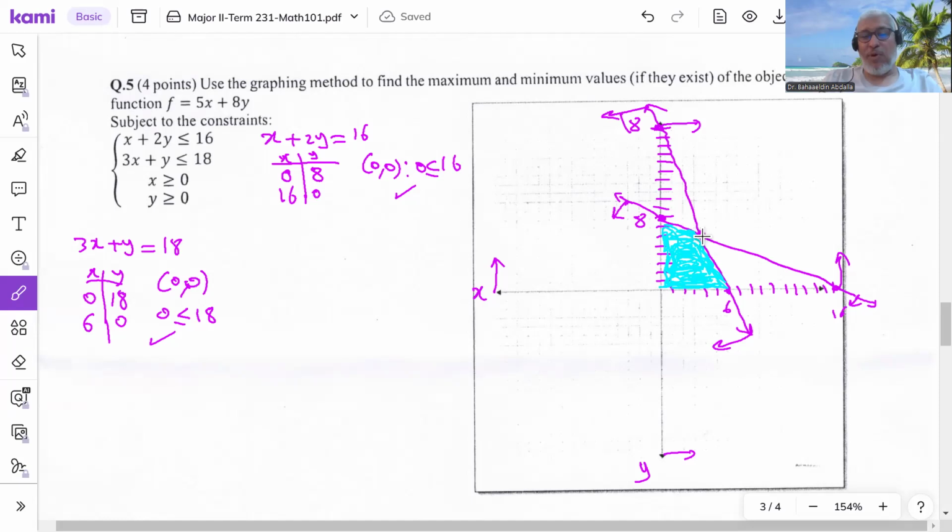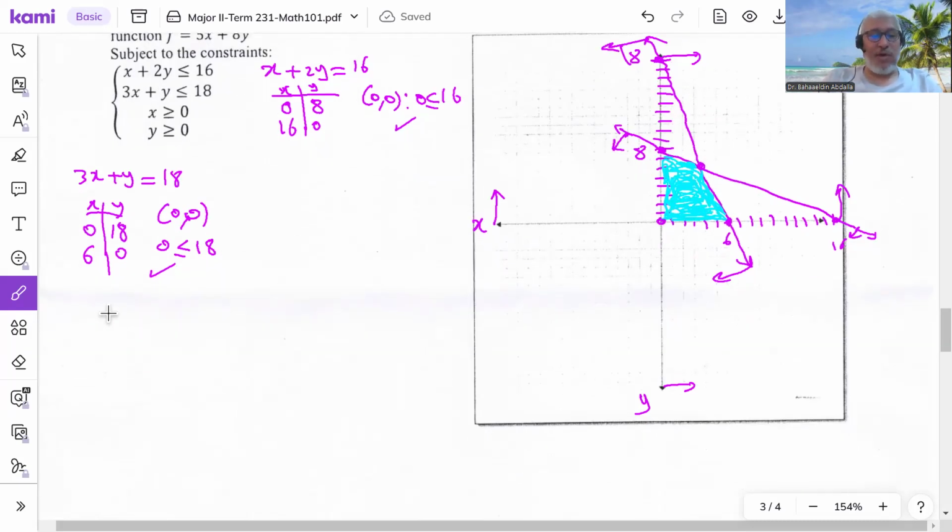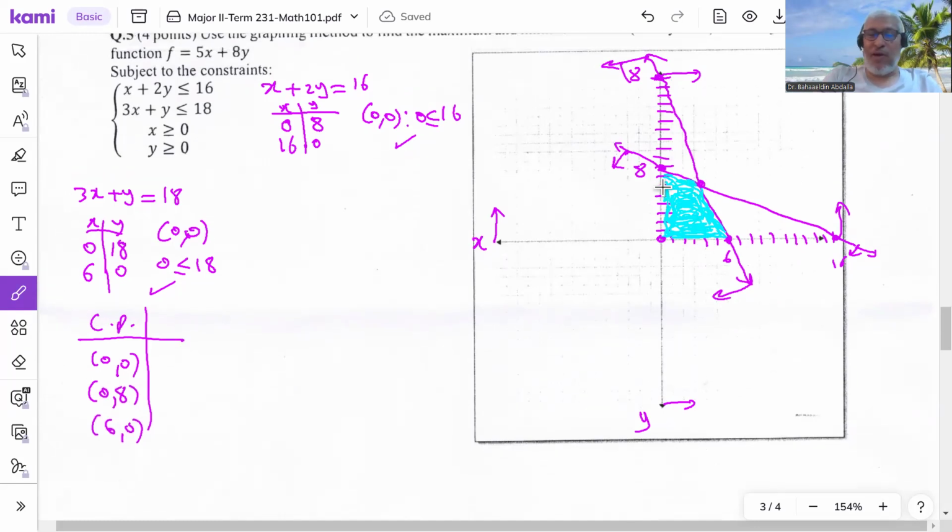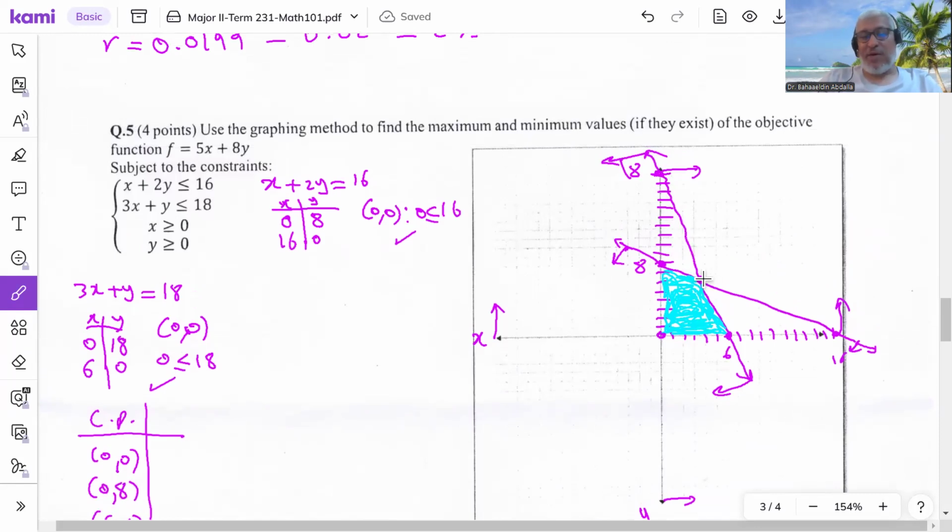We find the corner points of the region. What are the corner points? We have 4 corner points. So I'll put it in a table. I have 0, 0, I have this point which has coordinates 0, 8. This point has coordinates 6, 0. And now what about this point? Well, I can think it's 4, 6 from the graph, but it's better to find it. How to find it? It's the intersection point between these two lines.